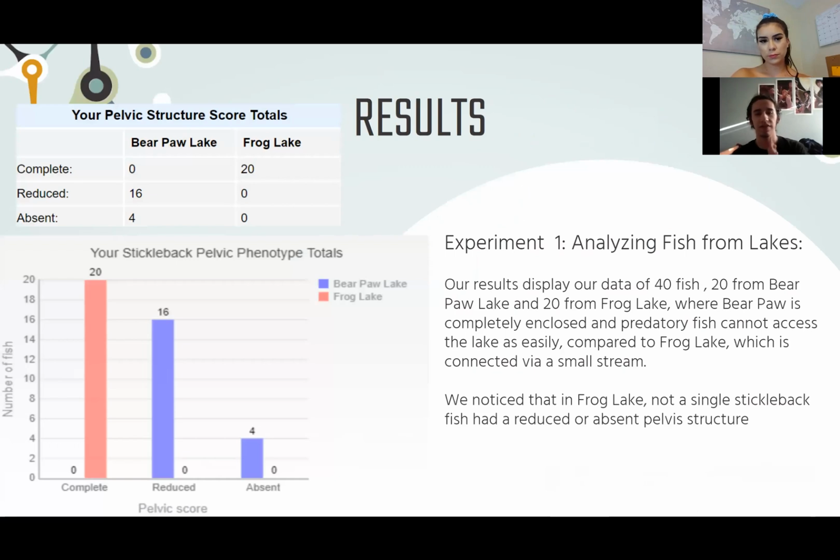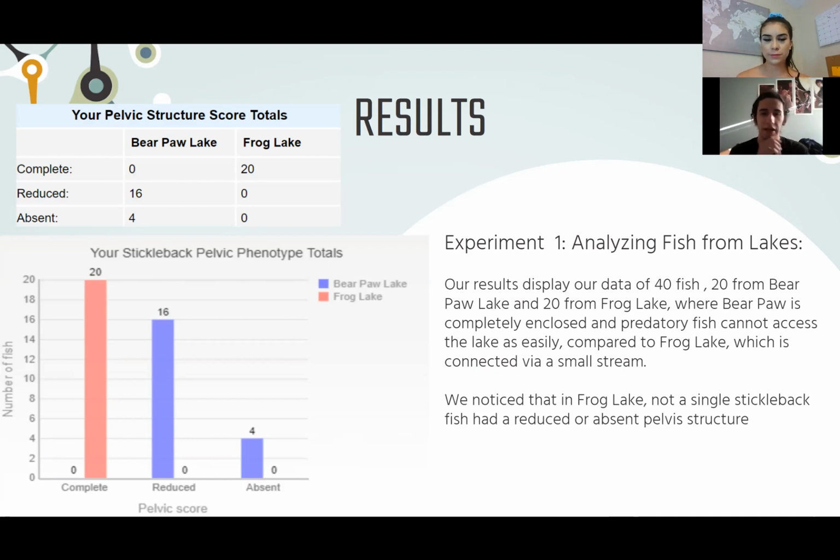And here are the results for our first experiment, analyzing fish from both lakes. Out of 40 fish, 20 from Bear Paw Lake and 20 from Frog Lake, we see that the 20 from Frog Lake have complete pelvic phenotypes, which means the pelvic bone within their system is present and alive.